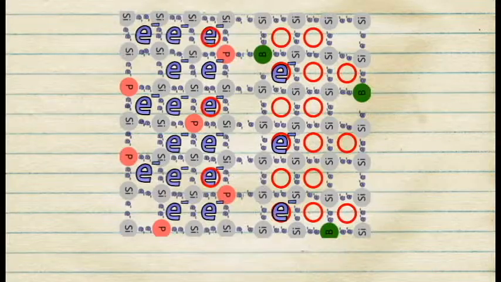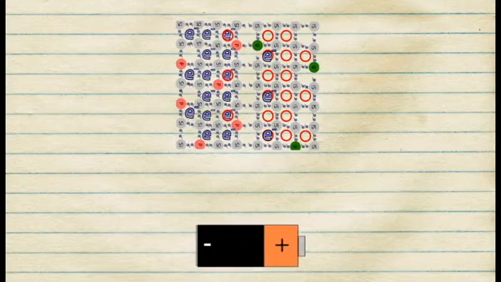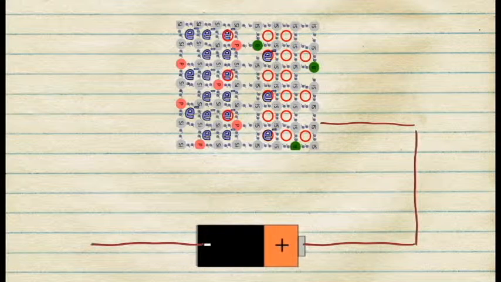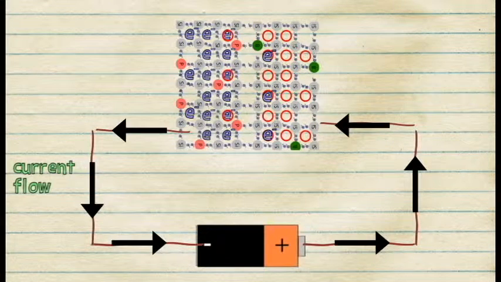To get the current going in the correct direction, you'll have to connect the positive terminal of the power source to the N-type and the negative terminal to the P-type. That's the basis of semiconductors. So now we can talk about how devices use semiconductors.